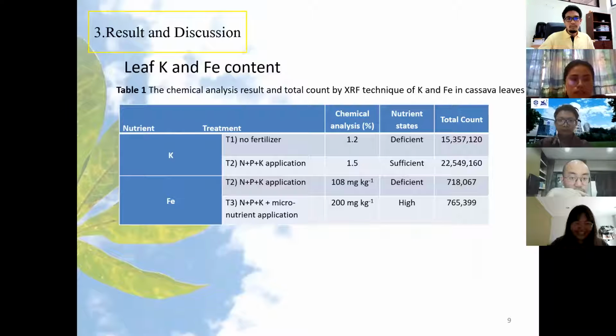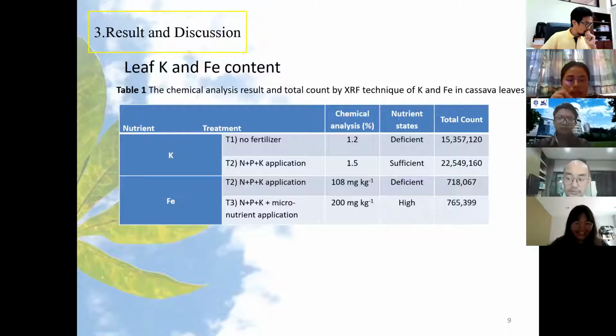Here is the result and discussion. Leaf potassium and iron content. The application of micronutrients according to soil analysis could elevate potassium uptake by cassava up to the optimal level.